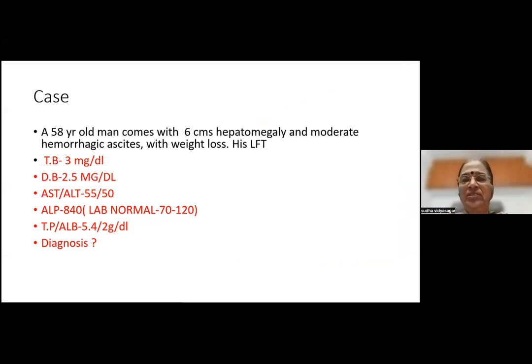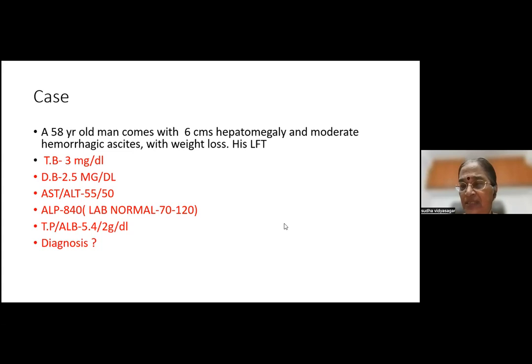A 58-year-old man comes with 6 centimeters hepatomegaly and moderate hemorrhagic ascites with weight loss. Now that is his LFT. So you've got a total bilirubin, direct bilirubin, ALP, and everything else. Okay, fine. So what is that now? Severe weight loss, 6 centimeter hepatomegaly, moderate hemorrhagic ascites.